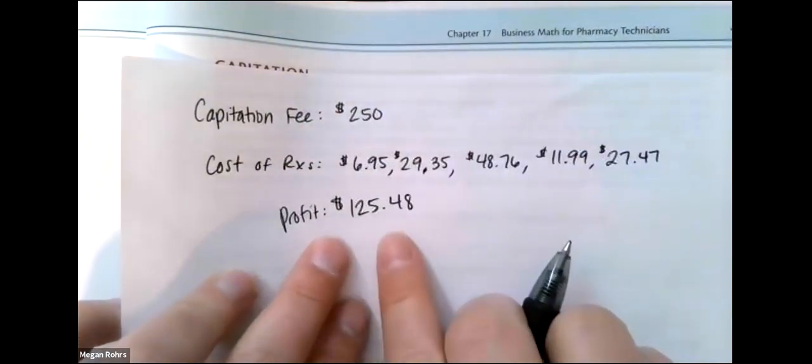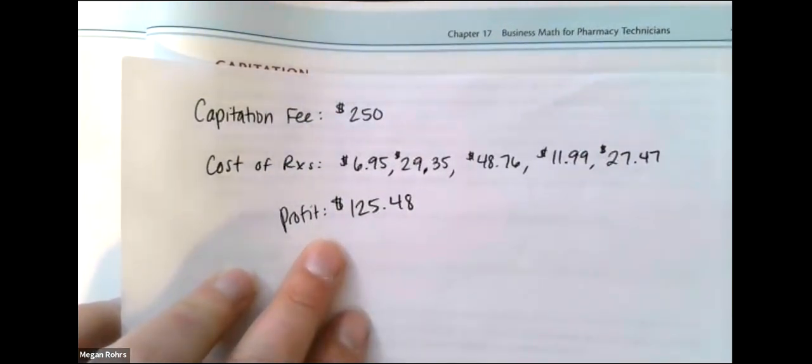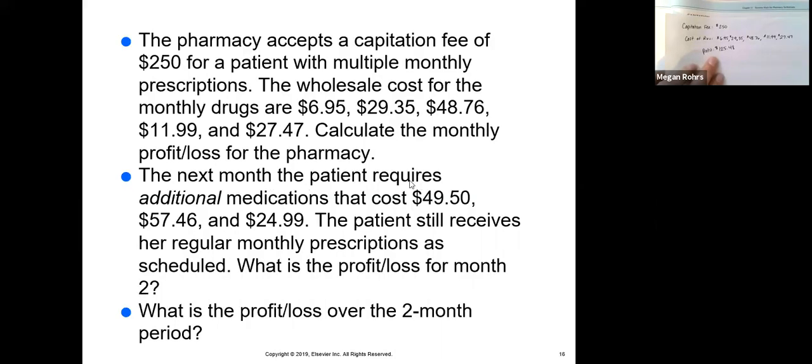If you were to get a negative number, that would be a loss. So let's look back at this problem here. Part 2. The next month, the patient requires additional medications that cost $49.50, $57.46, and $24.99. The patient still receives her regular monthly prescriptions as scheduled. What is the profit or loss for month 2?